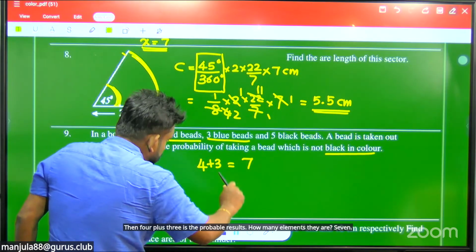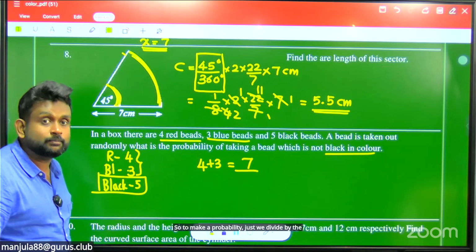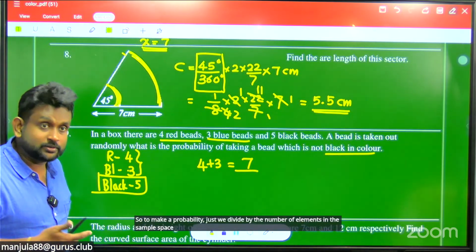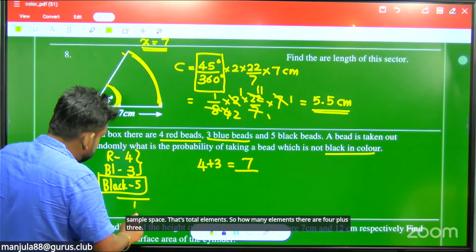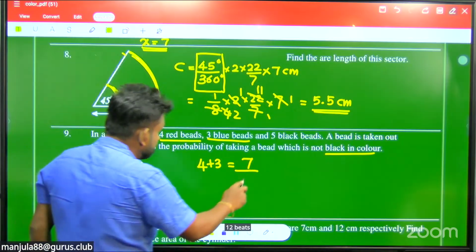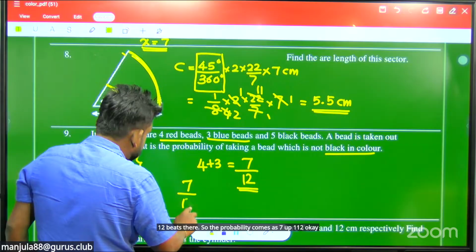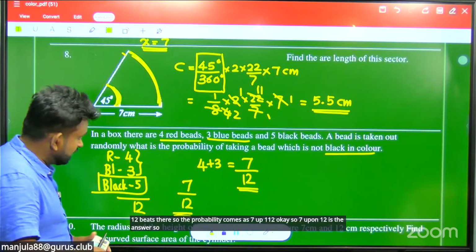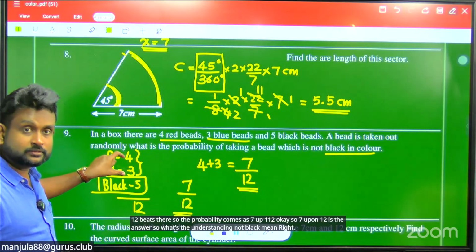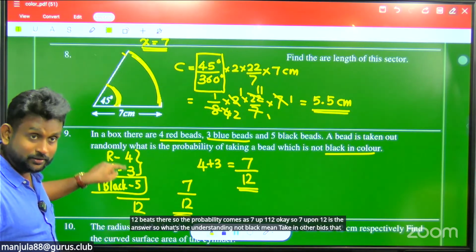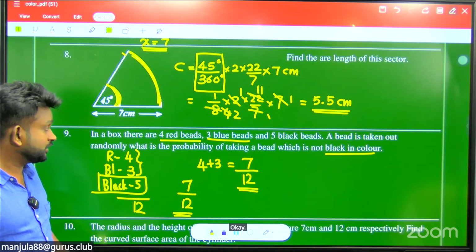7. To make a probability, we divide by the number of elements in the sample space, that's the total elements. 4 plus 3 is 7, plus 5, 12 beads there. So the probability comes as 7 upon 12. So 7 upon 12 is the answer. What's the understanding? Not black means taking other beads. That is 7 opportunities upon a total of 12. That's how you take the probability.